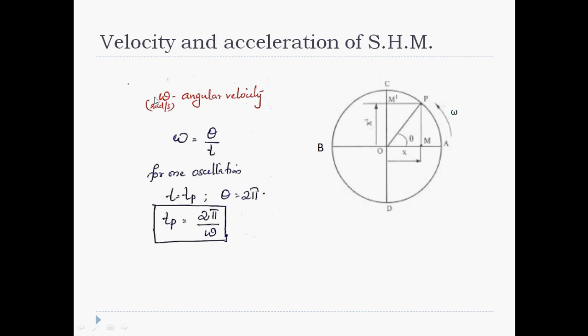So we know that angular velocity omega is represented in radians per second. It is equal to the ratio of angular displacement to the time taken. So omega is equal to theta by t, where theta is the angular displacement and t is the time taken. For one oscillation, the particle will be moving like this from A to A, so the total angular displacement will be equal to 2 pi. For one oscillation, the time taken will be equal to the time period Tp and theta will be equal to 2 pi. So Tp becomes 2 pi by omega.